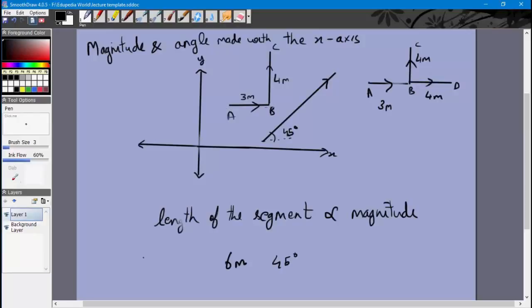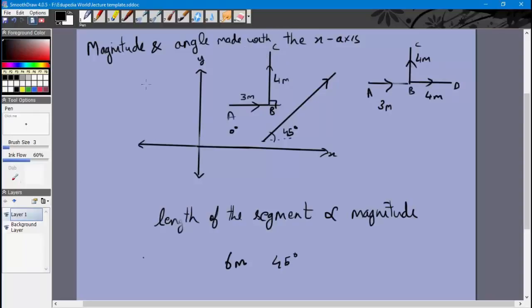What is AB? AB is a vector of magnitude 3 meters and angle 0 degrees with the x-axis because it's parallel to the positive x-axis. BC is a vector of magnitude 4 meters and angle 90 degrees with the x-axis. BD, a vector of magnitude 4 meters, angle 0 degrees with the x-axis.